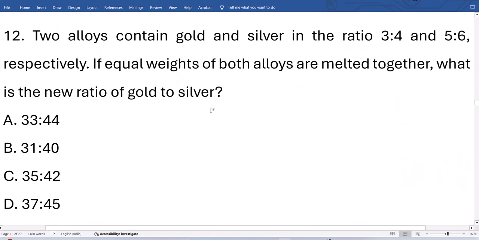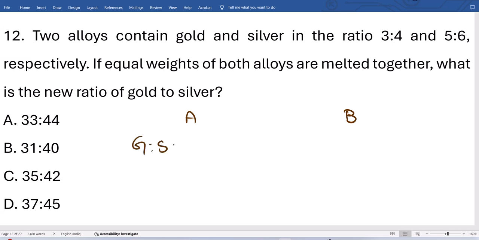This is ratios. In fact, mixtures and alligations, mixing also involved. Two alloys contain gold and silver. For an easy understanding, two classrooms A and B, boys and girls, here boys and girls ratio. Again, don't come and fight with me, sir. Who is gold, who is silver here? That's up to you.